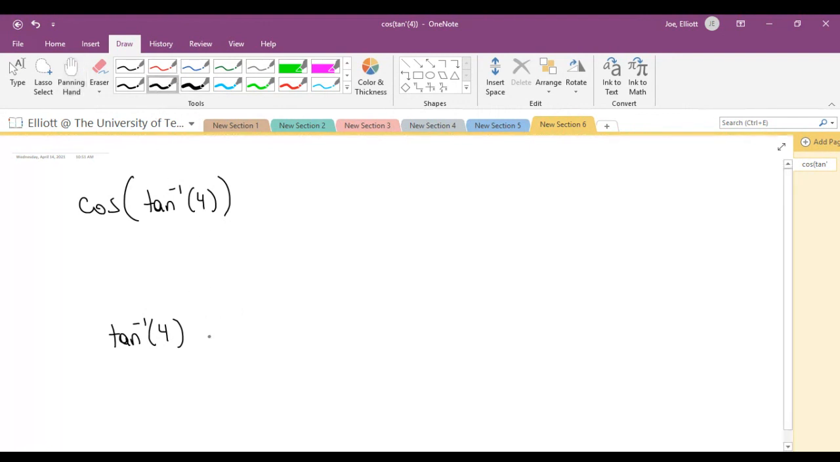So let's recall how inverse tangent works. So inverse tangent of 4 should be equal to an angle theta, okay, where tangent of that angle would be equal to 4. Okay. Furthermore, for the inverse tangent, we talked about it earlier, there's a restriction on theta that it would be between minus pi over 2 and pi over 2, okay?